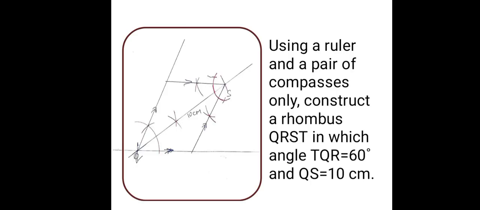Using a ruler and a pair of compasses only, construct a rhombus QRST in which angle TQR is equal to 60 degrees and line QS is equal to 10 centimeters.